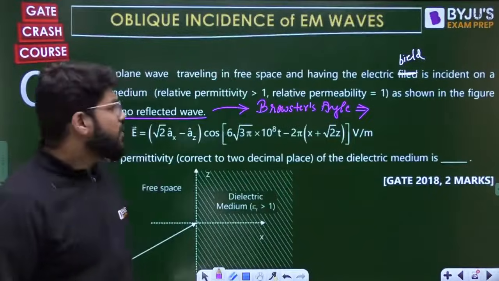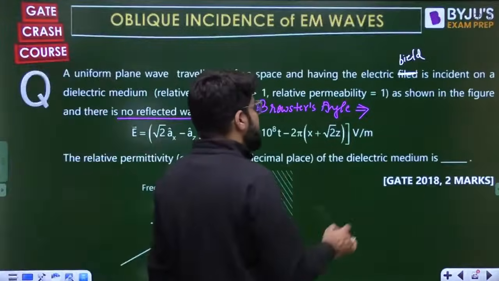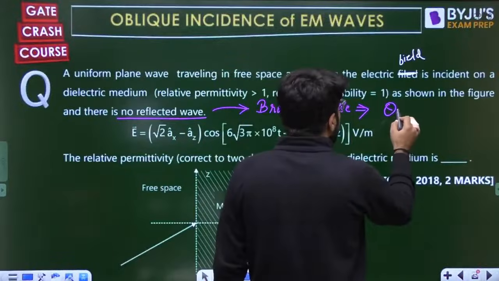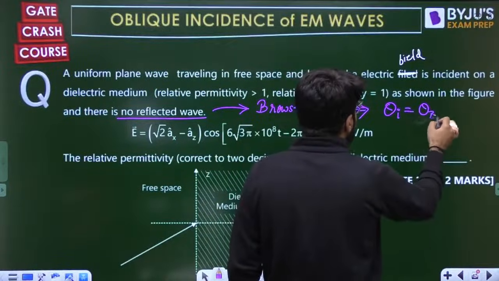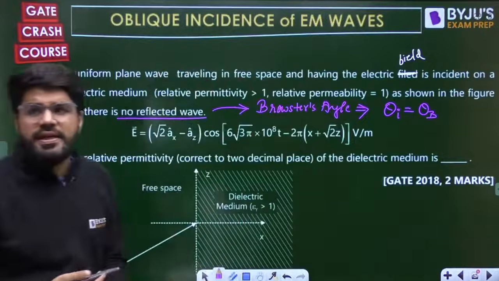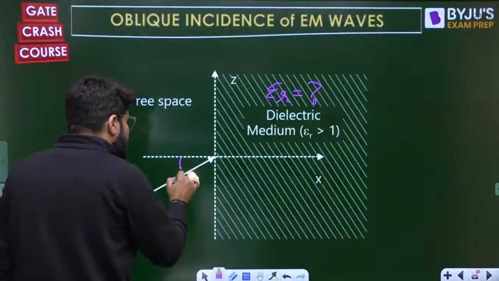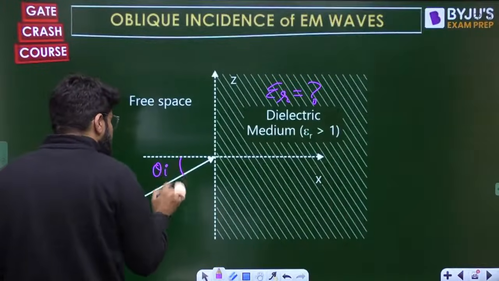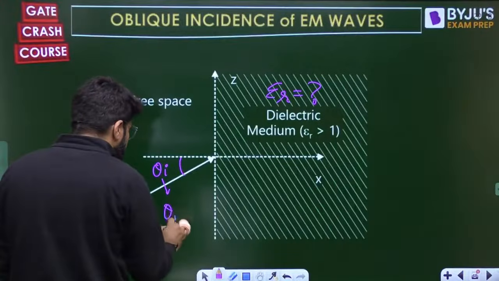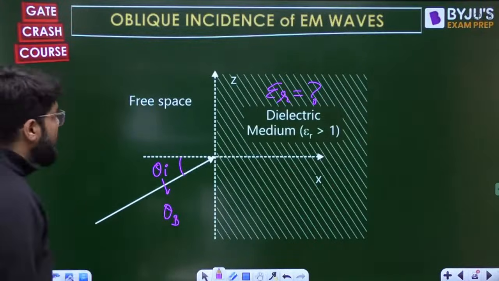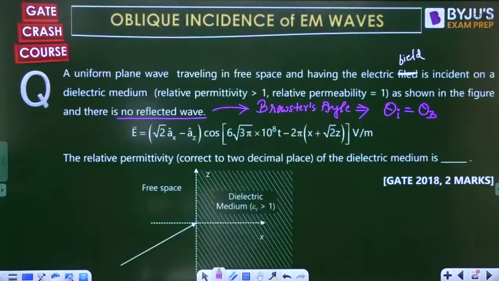Okay. There is no reflected wave. Brewster's angle. That means the wave should be incident at an angle equal to theta b. The angle of incidence should be theta b. So this angle of incidence that you see here, this theta I, should be equal to the Brewster's angle. Okay. Now, what is the theta I?